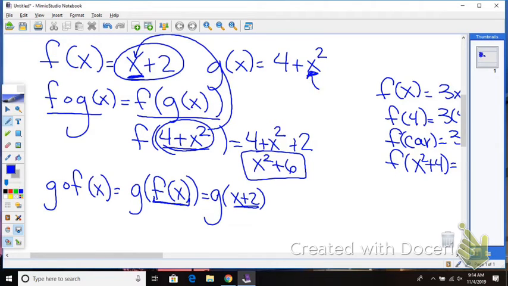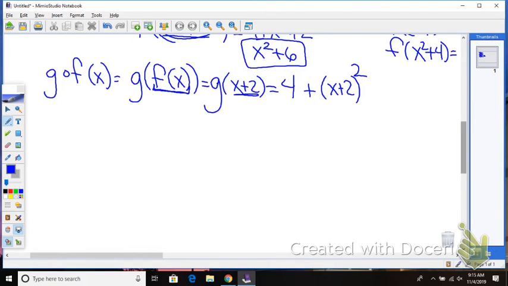So we're going to rewrite this as 4 plus, instead of writing x, I'm going to write x plus 2, and I'm going to square it. So this is your x place. Now we've got to FOIL it. Now we've got to FOIL this part right here.